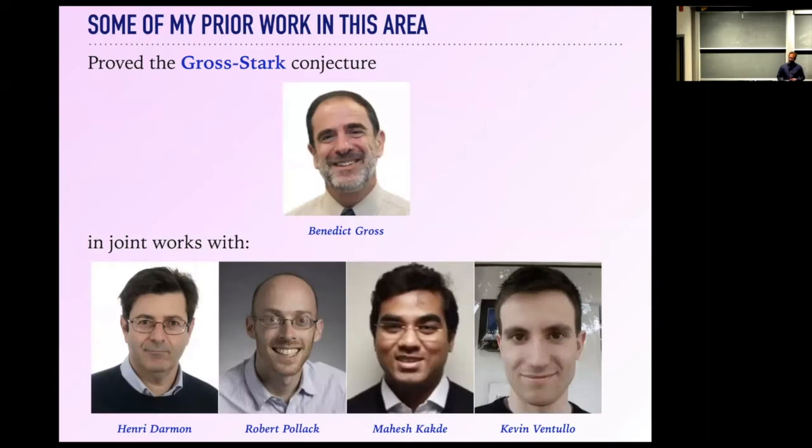Then later, together with Henri and Robert Pollack, we proved the rank 1 case of the Gross-Stark conjecture. Again, I'll mention what this rank business is later. And then building on this work with Darmon, Pollack, Kakde, and Ventullo, I proved the higher rank case.